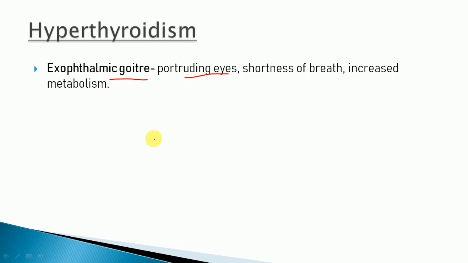In the next part we will study another endocrine gland which is present in our body, that is the pituitary gland. So that will be the last part of this chapter.